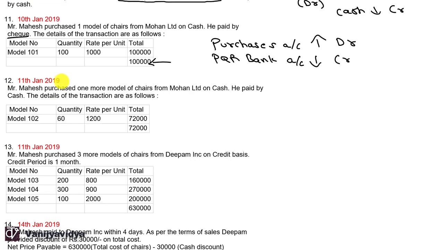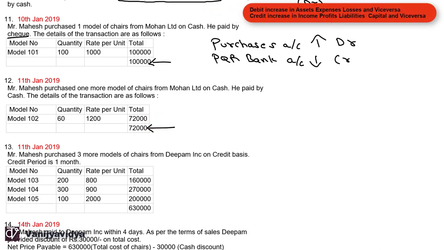11 Jan 2019. Mr. Mahesh purchased one more model of chairs from Mohan Limited on cash. He paid by cash. The details of transactions are as follows. You have model number, quantity, rate per unit and total. So total amount is 72,000. So for the purpose of journal entry, we want monetary value of those chairs.